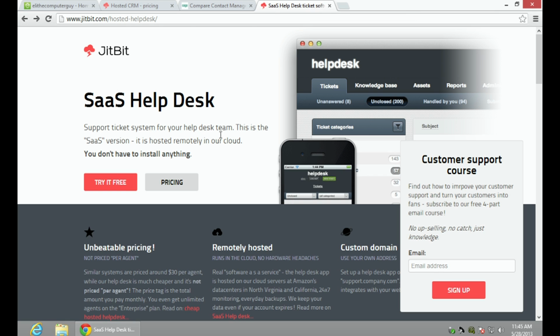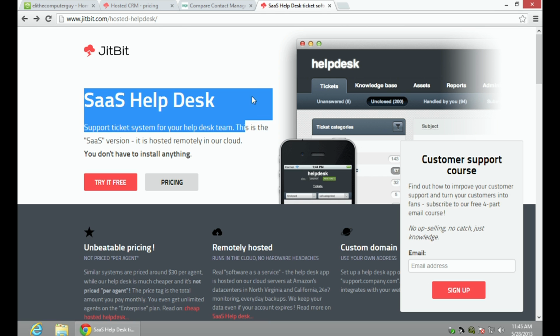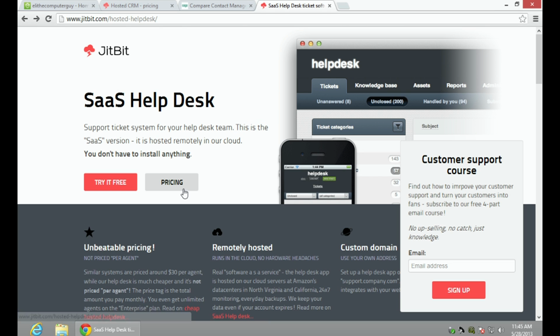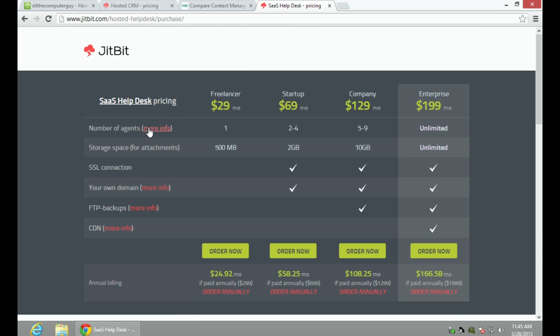Then we come over to JitBit. Again, I like JitBit, the CRM. I did a review on them, and I love the price for their CRM. But then they have this software as a service help desk. Again, another CRM solution. But we go to pricing here, and the thing to think about is it can get all wonky. So let's see here, freelancer, 29 bucks. Okay, that gives you one agent. And then you go up to startup, $70, and it gives you 2 to 4 agents.